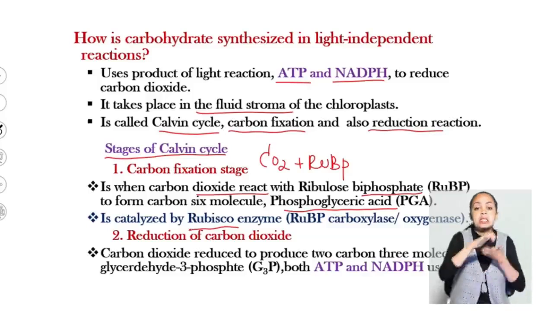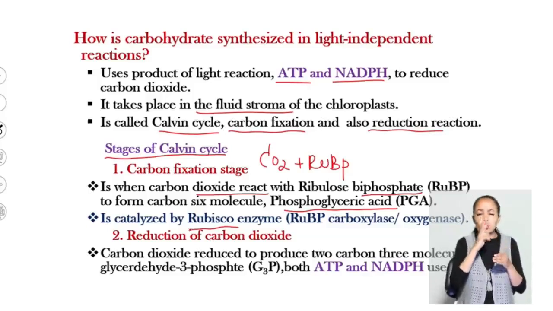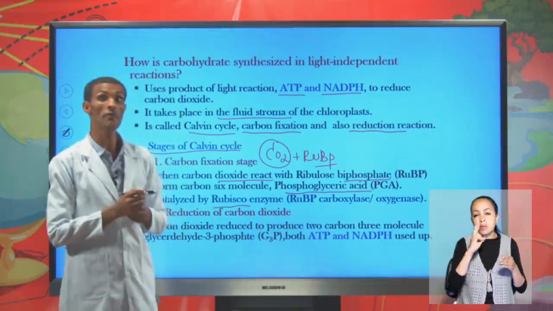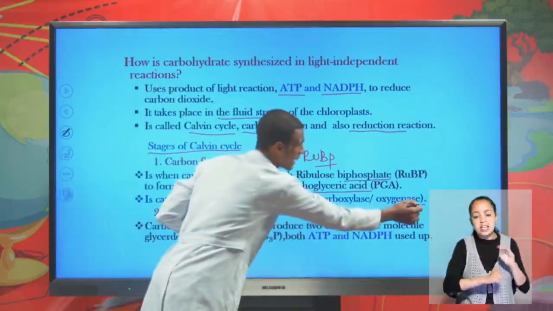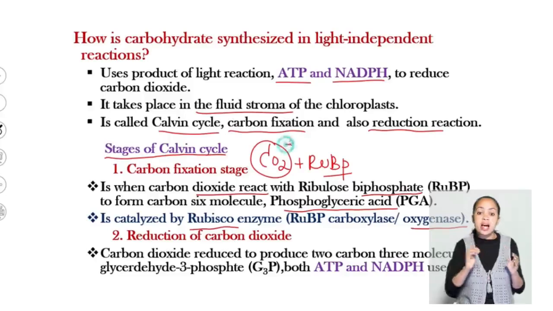Rubisco enzyme can catalyze in two main manners. Here, ribulose bisphosphate binds or reacts with carbon dioxide in the Calvin cycle. And again, in another case, it can catalyze the binding with oxygen.